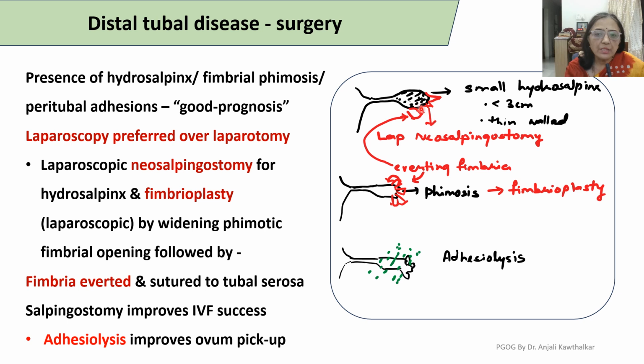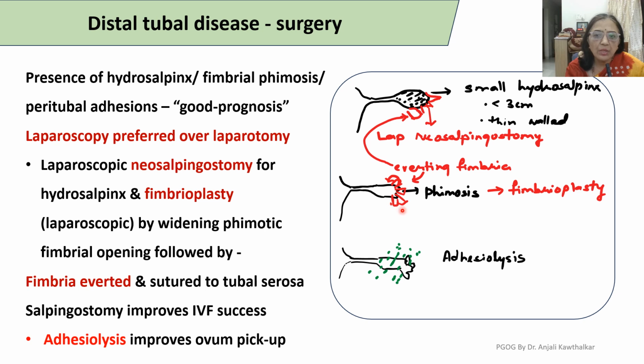In that case, the surgery which is done is called laparoscopic neosalpingostomy. You need to remember that surgery for a small hydrosalpinx where tubal damage is minimal is called neosalpingostomy. So we are creating a new fimbrial end. That is why it is called neosalpingostomy. Laparoscopic surgery is preferred over open surgery, as results are better with laparoscopic surgery. Laparoscopic neosalpingostomy for hydrosalpinx is done, as well as laparoscopic fimbrioplasty for phimosis.